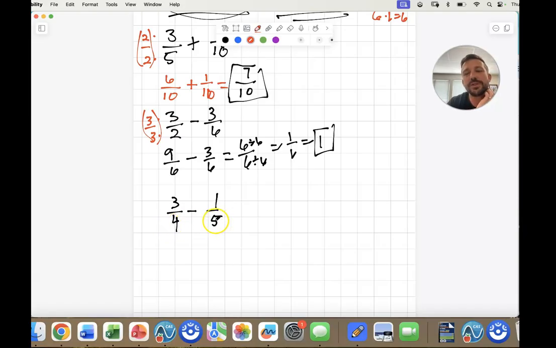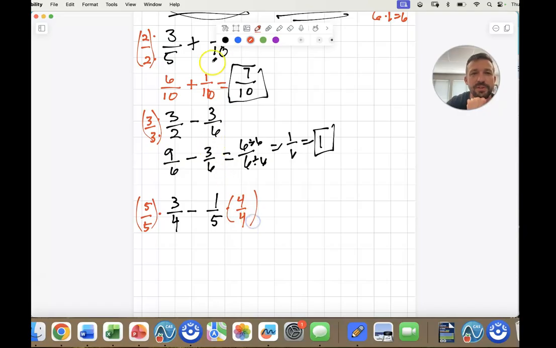So what am I going to do? Well, here's the foolproof way. You can do this on any one of these adding or subtracting. It always finds a common denominator. If you did not like this method, this one always works. You multiply it by the denominator of the other one. So I multiply this one by 5 over 5, and I multiply this one by 4 over 4.